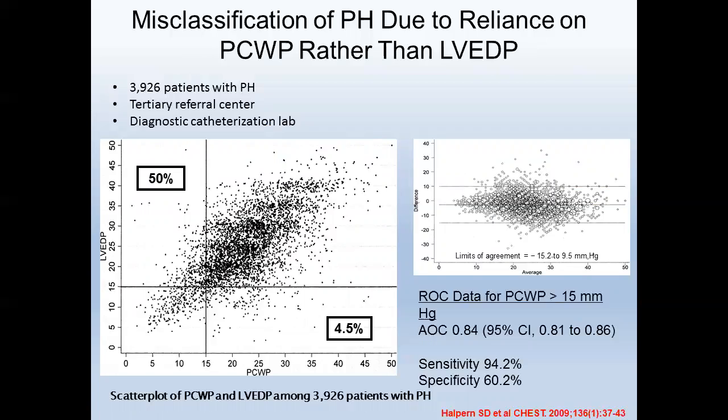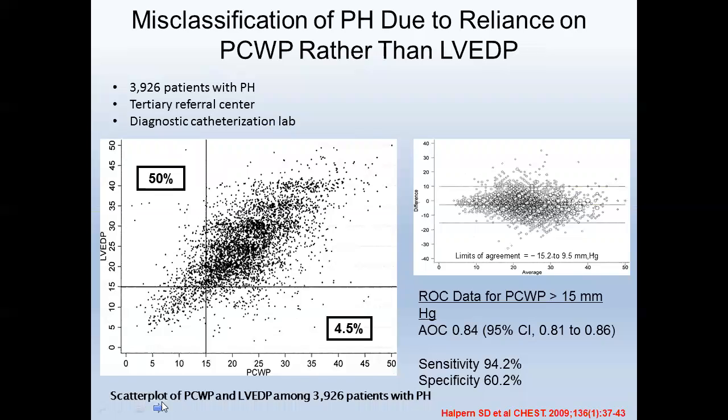So now, why is this important? This is from a referral center. This is actually from Dr. Scott Halpern at University of Pennsylvania. So he took all the patients, 3,900 patients in their cath lab who were referred for PH. All the patients got left-sided pressure measurement and Swan-Ganz catheter. So then he plotted. So here is the scatter plot correlation.